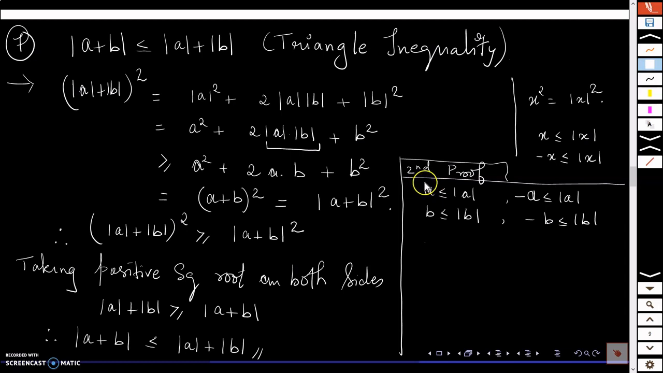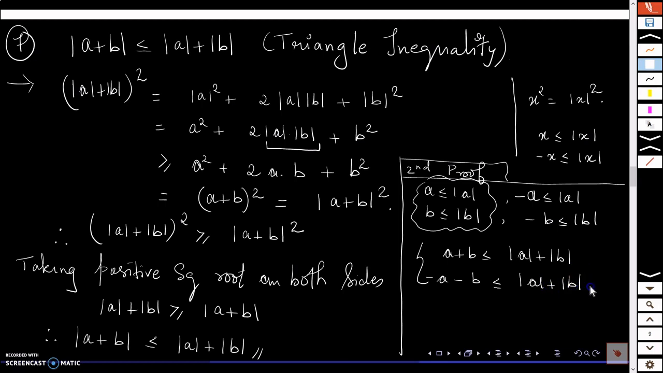So I will add these two inequalities first. That is going to give me a plus b is less than or equal to mod a plus mod b. And if I add these two, that is going to give me minus a minus b is less than or equal to mod a plus mod b, right? So I can write this expression as minus of (a plus b). So a plus b as well as minus of (a plus b) are both less than or equal to mod a plus mod b. So their maximum is also going to be less than or equal to mod a plus mod b.